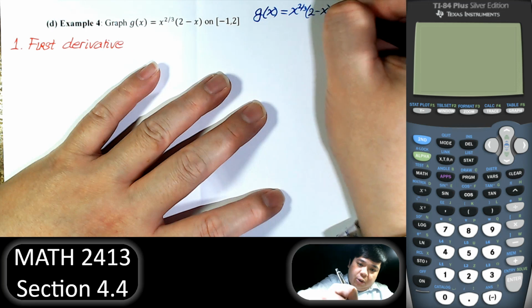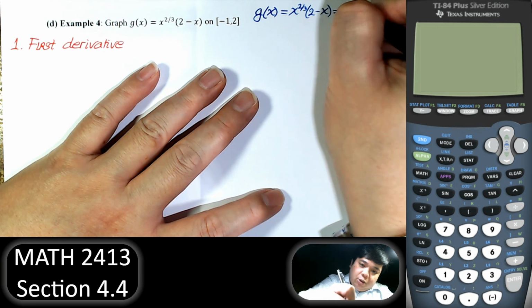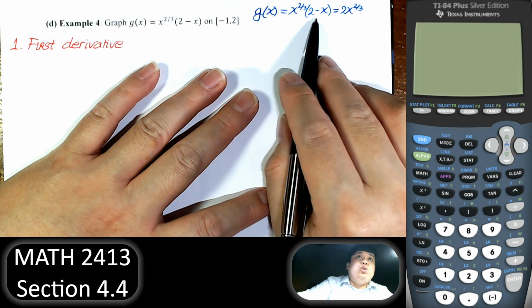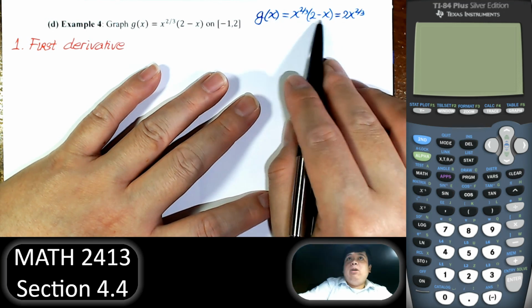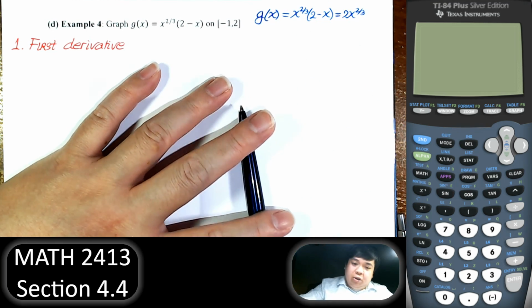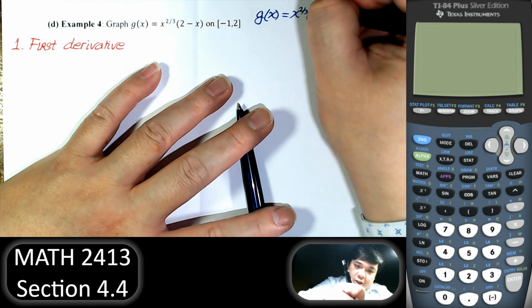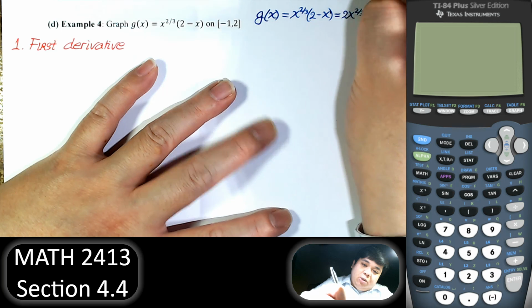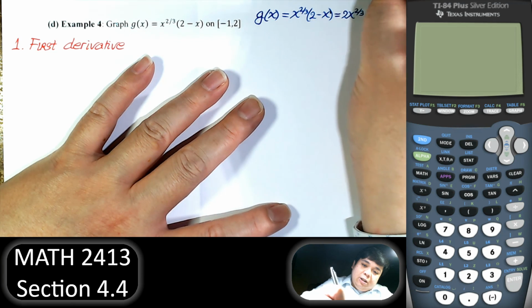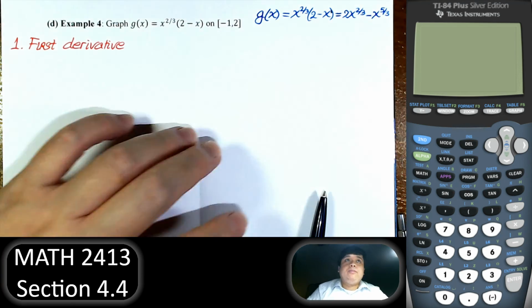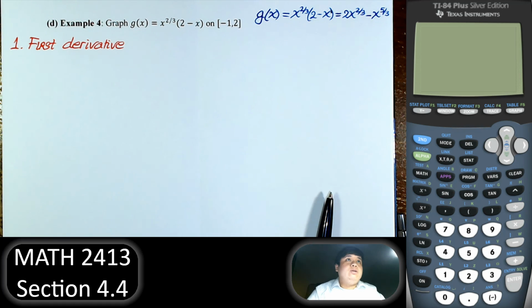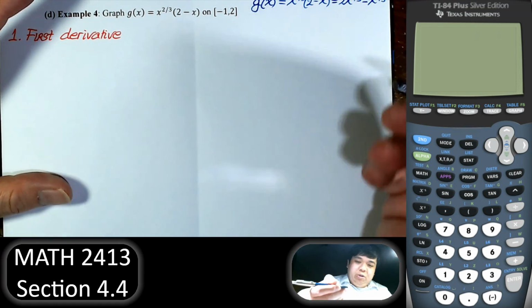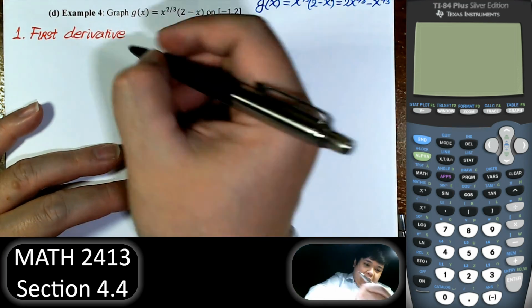That gives us 2 x to the 2/3. And then x to the 2/3 times x. When we multiply them, we combine the exponents. By default, the exponent is to the first power. So that gives us minus x to the 5/3. Right, so that's what we have. Sorry, I have to pause the video to refill the ink.